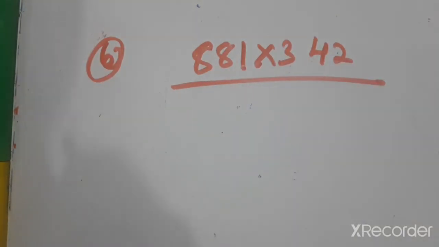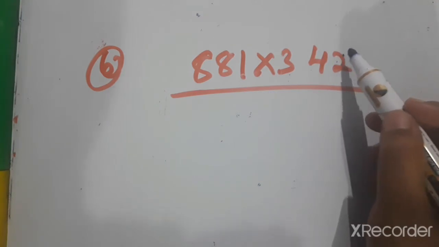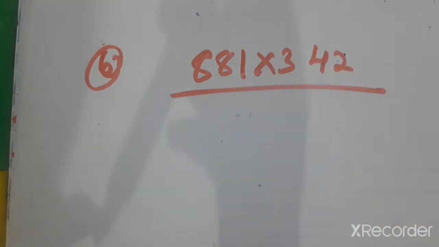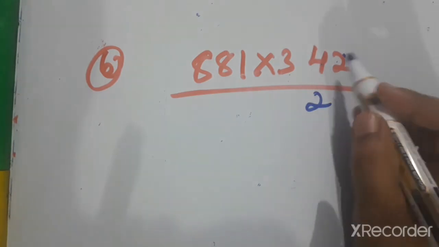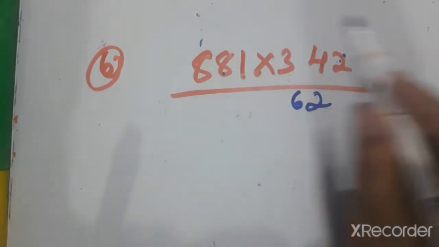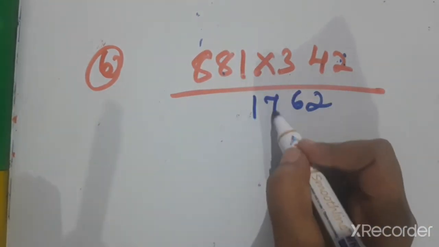Now sixth question, children, 881 into 342. So first step is multiply each number with 2, second line with 4, and third with 3, each number we have to multiply. Now start with 2, children. 2 into 1, 2 ones are 2. 2 into 8, 2 8s are 16. 16 means 6, here 1 carry out to next place. 2 into 8, 2 8s are 16, 16 plus 1 is 17.